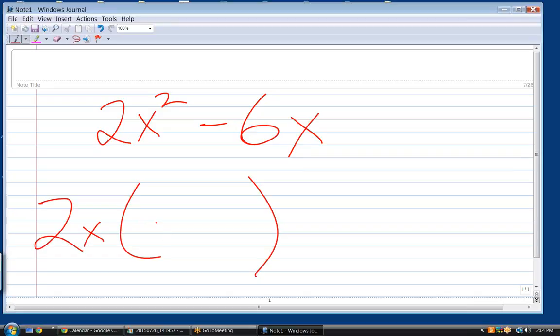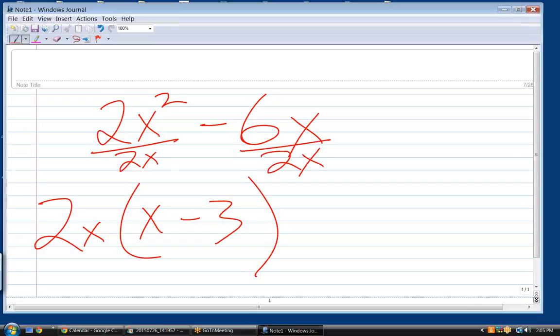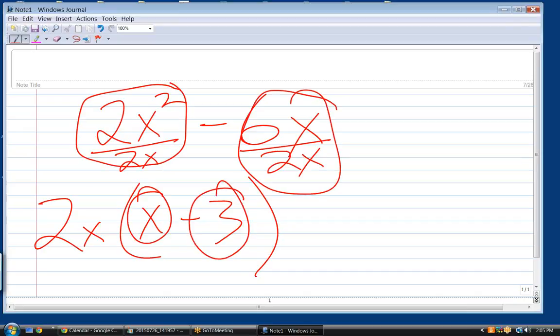Take out a 2x, you're left with 3x. For x minus 3. In other words, when I say take out a 2x, what you're basically doing is dividing each term by 2x. Okay? And whatever the result of that is, goes here. Whatever the result of that is, goes here.